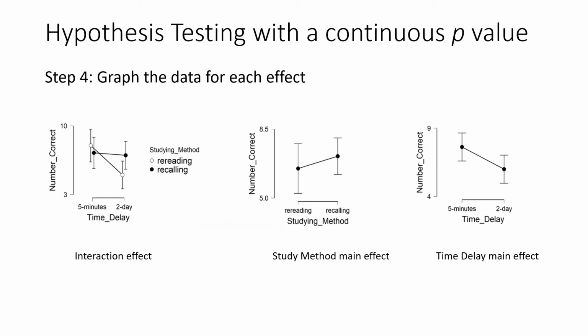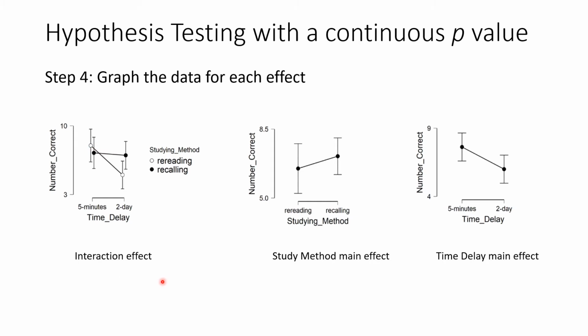Step 4 is graphing the data. Now I've graphed 3 different graphs here, one for each of the effects. This is the graph for the interaction. These points are the cell means. So the interaction graphs the cell means.